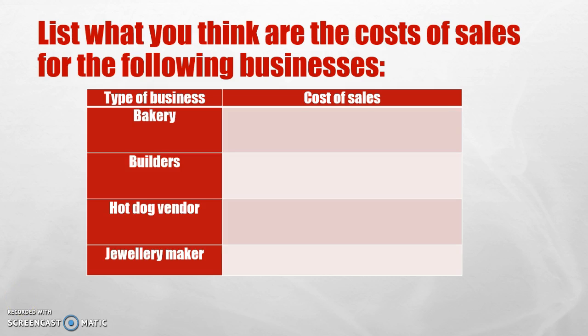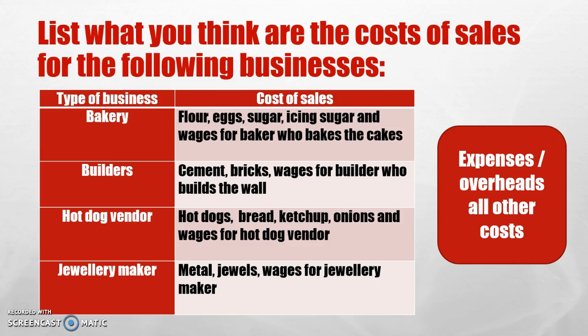So hopefully you've had a little go at them, and we'll have a quick look at some of the answers. So for a bakery it might be flour, egg, sugar, icing sugar, wages. For the builders, cement, bricks. For hot dog vendor and jewellery maker, have a look. Remember, it's a vocational subject that you're doing, and what that means is that in the exam they won't just ask you what are the cost of sales, they'll relate it to a business example. So think about the different business examples that you could potentially be asked about. These are, the first two definitely would be quite common.